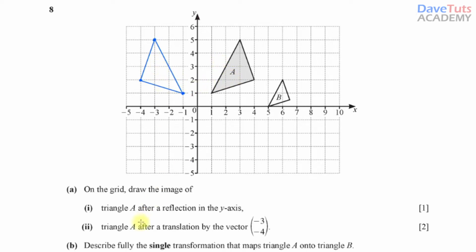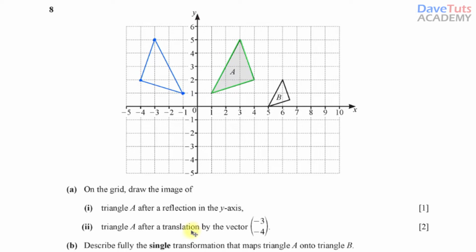Okay, now for this second one, we are to draw the image of triangle A after a translation by the vector minus 3, minus 4. Let me say green ink for that. Let's say we have this as the triangle A. Okay, so let's say this is that triangle A that I want to refer to. I just want to use it to explain to you.